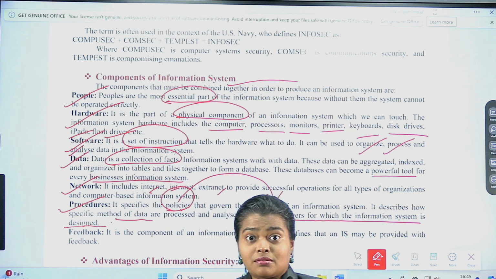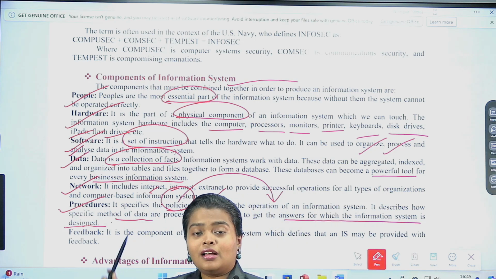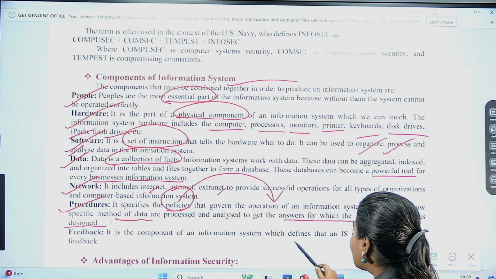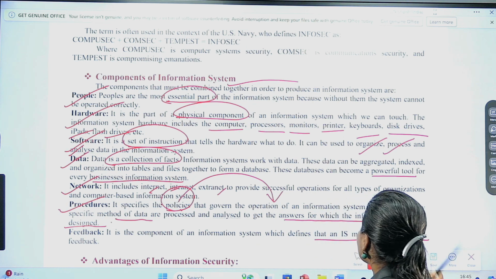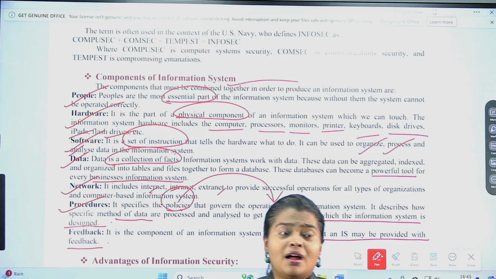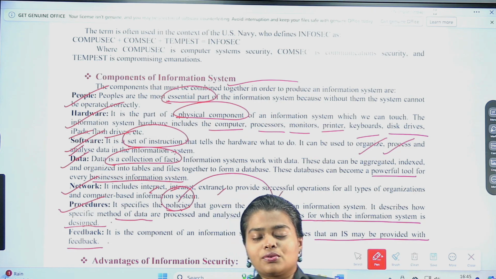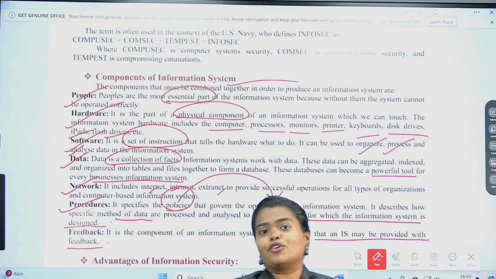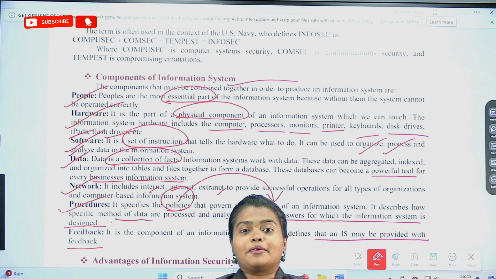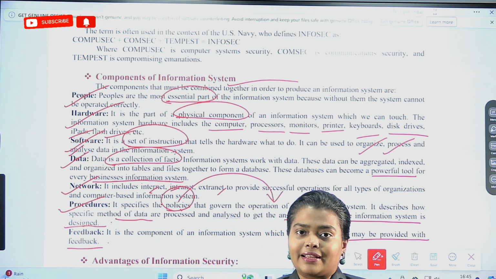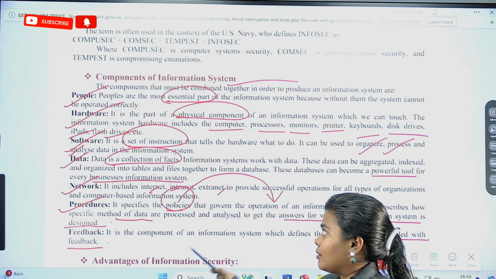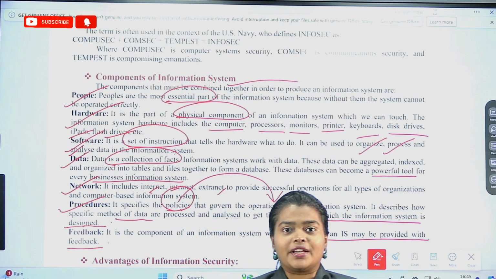And the last one is feedback. Very important point. It is a component of an information system which defines that the information system may be provided with feedback. Feedback plays a very important role. You are using the information system, and feedback tells how the information system is helpful, and in what possible ways and manners it is helpful. The feedback should be appropriate so that we can make proper changes and develop towards the proper goal. So this is nothing but the components of information system.